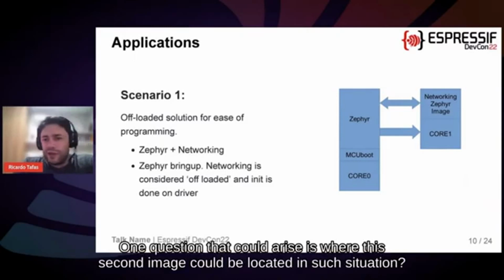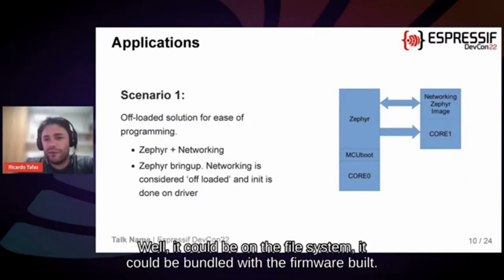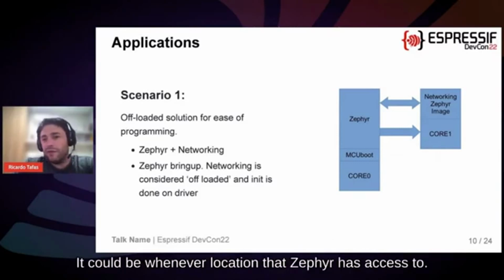One question that could arise is where the second image could be located in such a situation. Well, it could be on the file system, it could be bundled with the firmware build, it could be whatever location that Zephyr has access to.